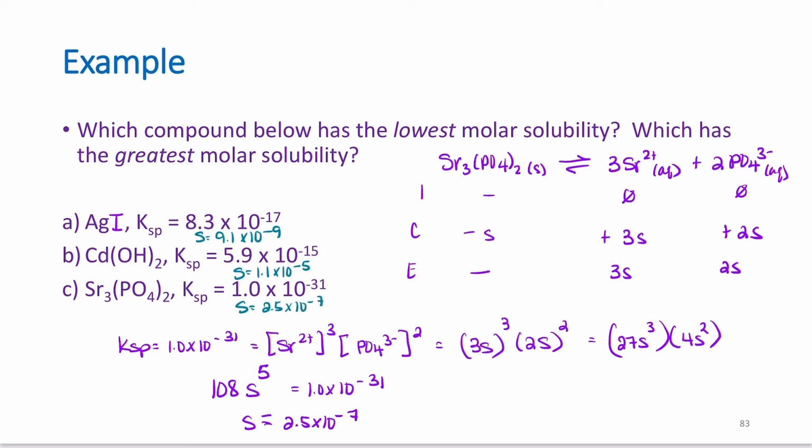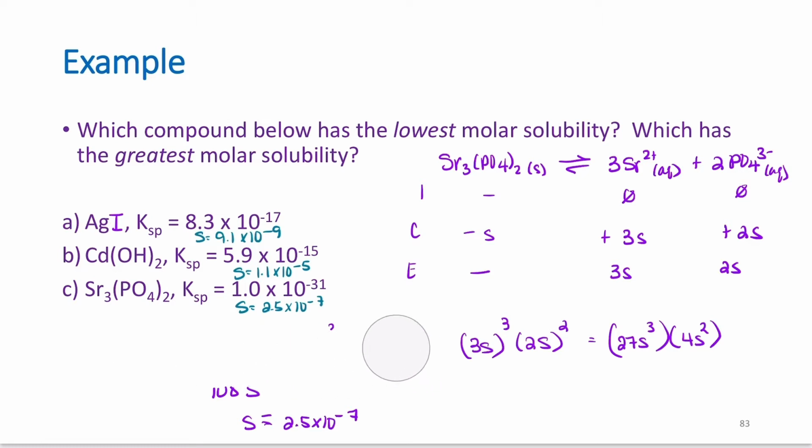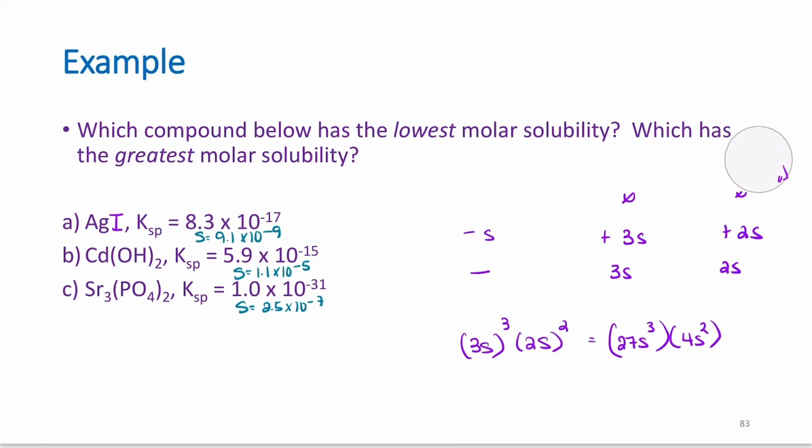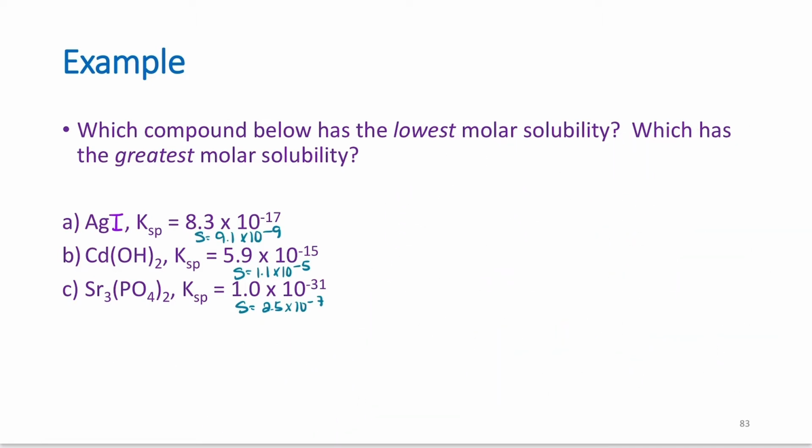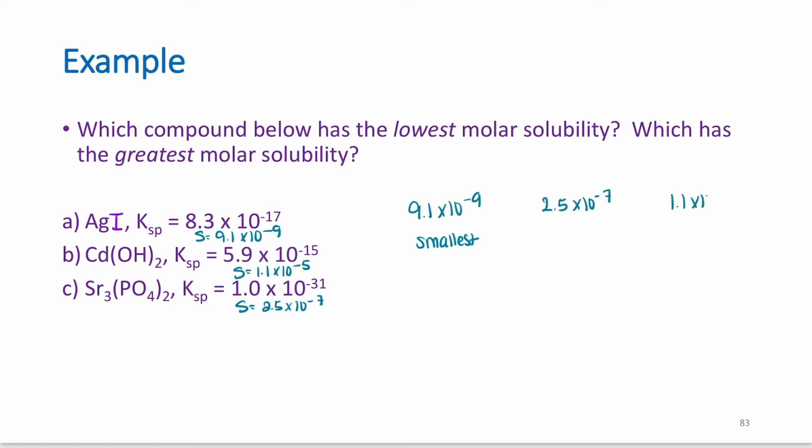Now I'm going to compare the 3 values I've got. Hopefully you paused that before I erased it if you needed to write it down. But now let's compare these. I've got 9.1 times 10 to the minus 9th is the smallest. I've got 2.5 times 10 to the minus 7 in the middle. And I've got 1.1 times 10 to the minus 5 as the largest.